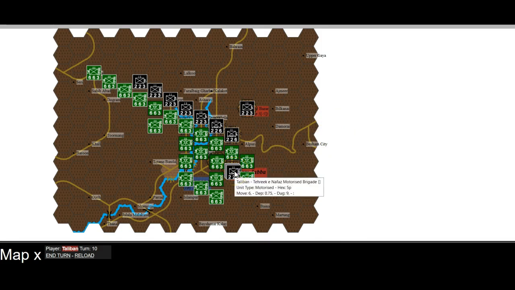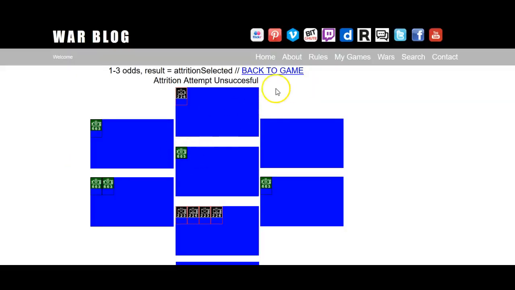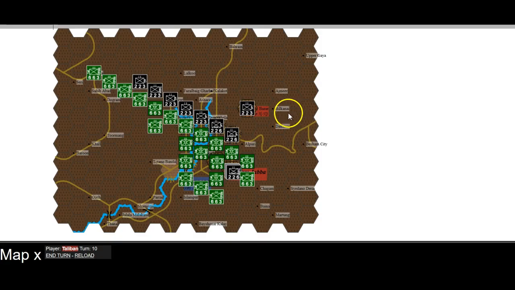Here, we're going to try another attrition there. So it's a 1 to 3. They definitely don't want to be doing that as an attack. Here, well, we want to be keeping away. Oh, you can't do that because he's motorised, look. That's a problem. So we're going to have to hold that line now.